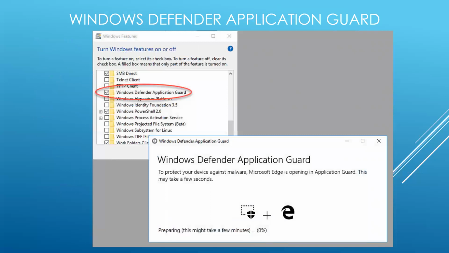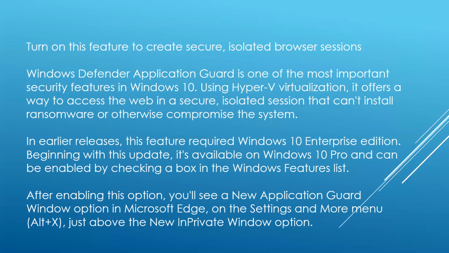Another new item is the Windows Defender Application Guard. It protects your device against malware. Microsoft Edge is opening in Application Guard, and it takes a few seconds. To turn this feature on, to create a secure isolated browser session, Windows Defender Application Guard is one of the most important security features in Windows 10. Using Hyper-V virtualization, it offers a way to access the web in a secure, isolated session that can't install ransomware or otherwise compromise the system.